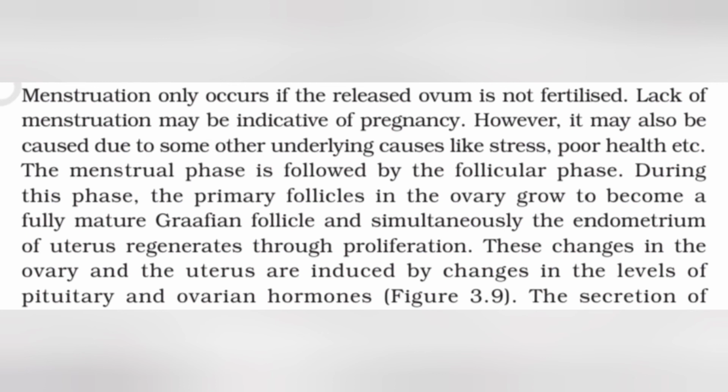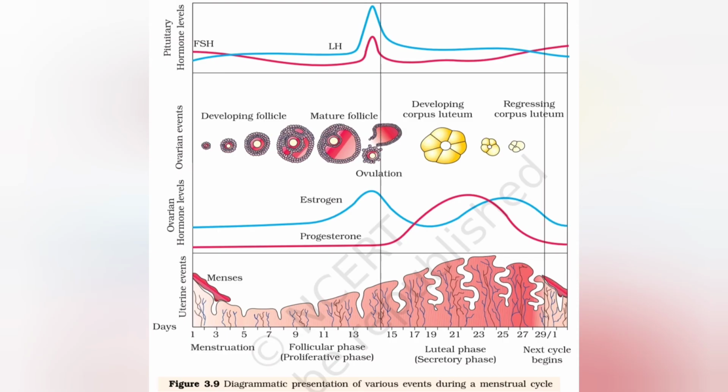During this phase, the primary follicles in the ovary grow to become a fully mature Graafian follicle. Simultaneously, the endometrium of the uterus regenerates through proliferation. These changes in the ovary and uterus are due to the hormones released by the pituitary and ovary. We can see the hormones FSH and LH and their different levels at different time periods. Here, a cyclic change is shown.